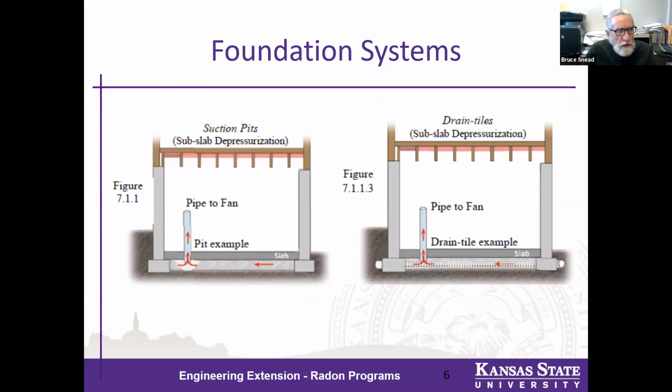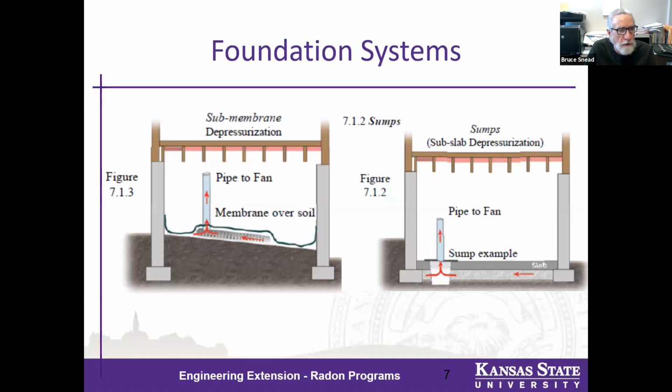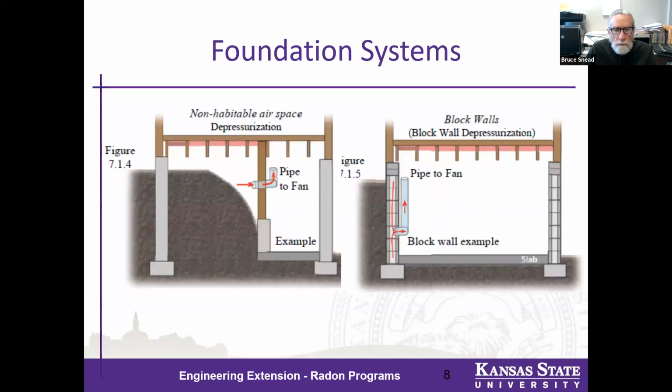ASD has been applied to all manner of foundation systems: basements, crawl space, slab on grade, drain tile, and this series of slides just simply shows the different kinds of configurations and foundation types and how ASD is applied. Sump systems, membranes in crawl space, block walls. A much rarer application of active soil depressurization is to block walls. And then of course, because crawl spaces can be non-habitable and even non-accessible, depressurization of the crawl space is another option as well with ASD.